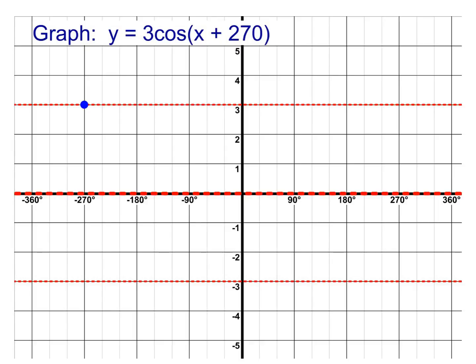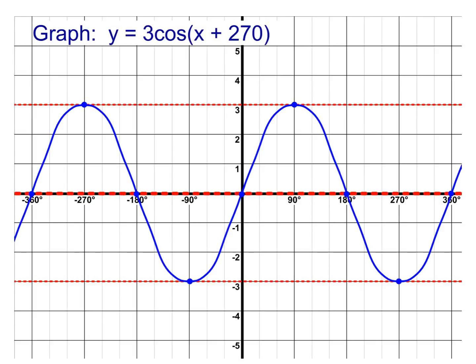All right, so from there, we start at the top. Our next point, following that same pattern that I was telling you earlier, we go to the middle next. Every single point we put is at a 90-degree interval. So if I go over 90 from negative 270, I end up at negative 180. So I go and put the middle there, and then I go bottom, middle, top, middle. You know the drill, right? Just follows that same pattern of top, middle, top, middle, bottom, middle. Draw the curve in that goes through them, and you got your graph done.